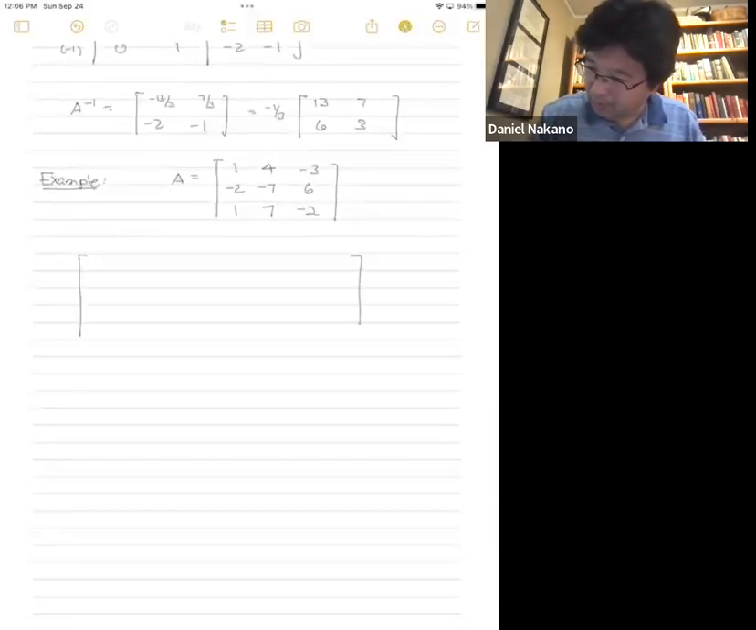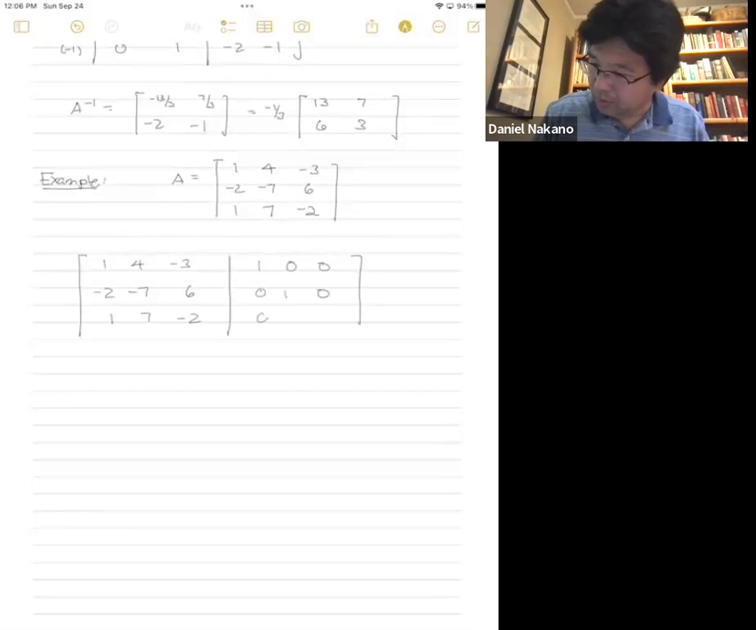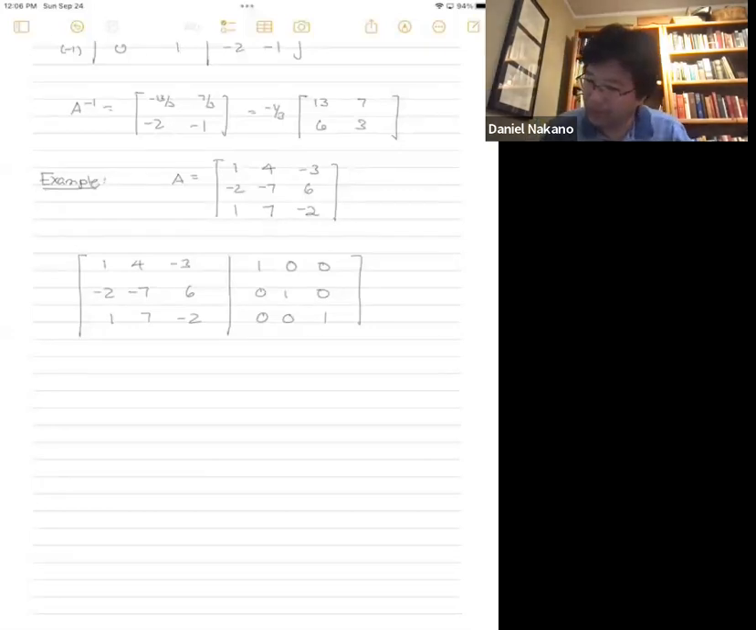So remember, on the left-hand side we're going to put A: 1, 4, -3, -2, -7, 6, 1, 7, -2. On the right-hand side, we're going to put the identity matrix. Okay, so the idea is to transform the left-hand side to the identity, and then on the right-hand side, I'll get the inverse.